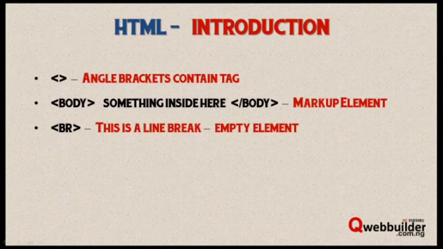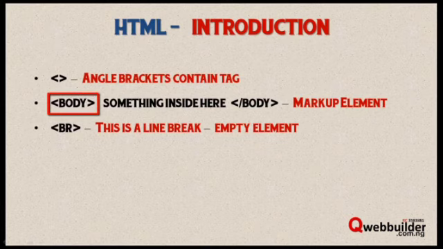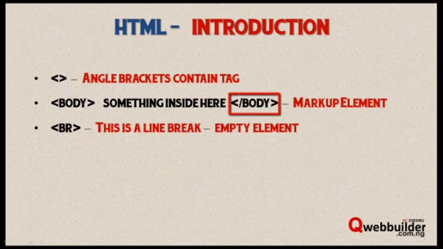So it's all about tags in HTML. And as you can see in that first bullet point, all tags have angle brackets. So in that next bullet point, this is a body tag right here with its two angle brackets. And so that by itself is a tag. Now, every tag has a closing tag, which is right here. And then we put something inside those tags.